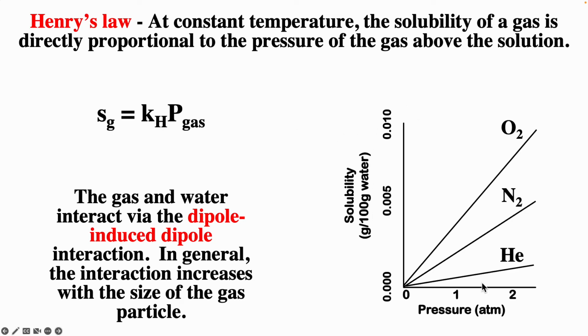And so if we look at a graph here, we have solubility in the liquid as a function of pressure. And so you have O2, N2, and helium. And so of these, O2 is the most massive, so it should be easiest to polarize. And so it's the most soluble of these three. And helium is the smallest, least easy to polarize, is the least soluble in water.